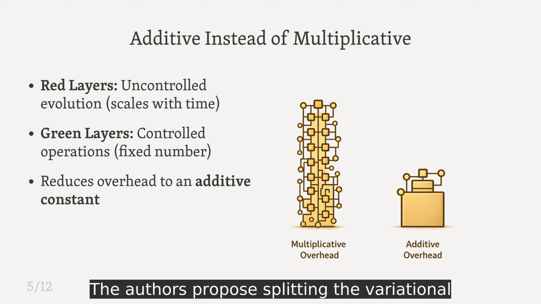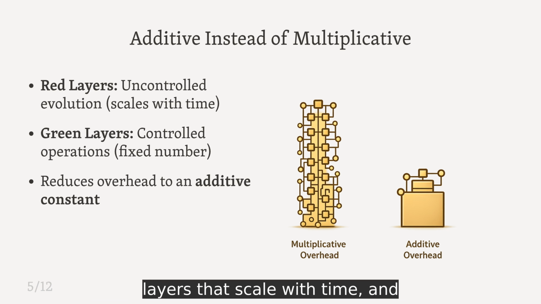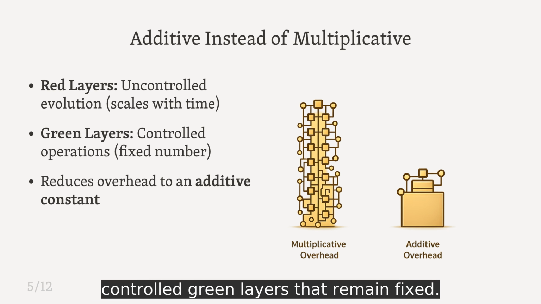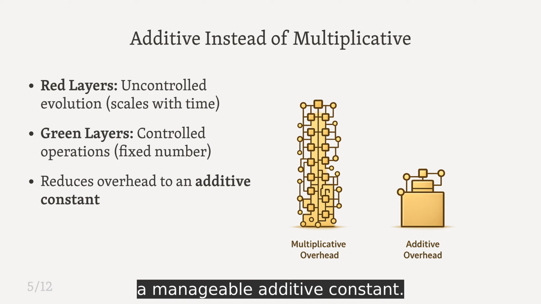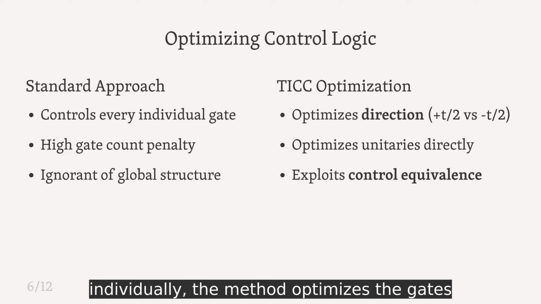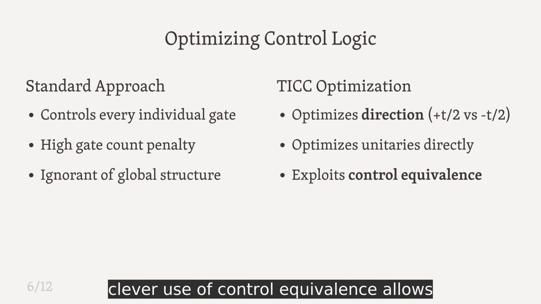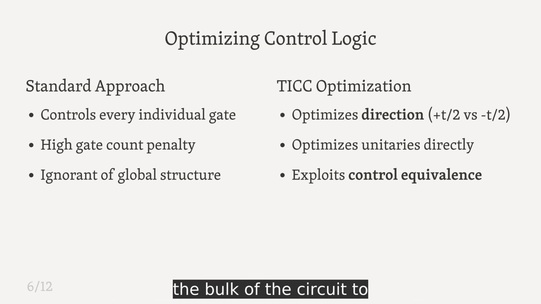The authors propose splitting the variational parameters into two groups: uncontrolled red layers that scale with time, and controlled green layers that remain fixed. This architectural shift converts the control overhead from a multiplicative factor into a manageable additive constant. Rather than controlling every single gate individually, the method optimizes the gates to approximate forward evolution when the control bit is 1, and backward evolution when it is 0. This clever use of control equivalence allows the bulk of the circuit to remain uncontrolled and efficient.